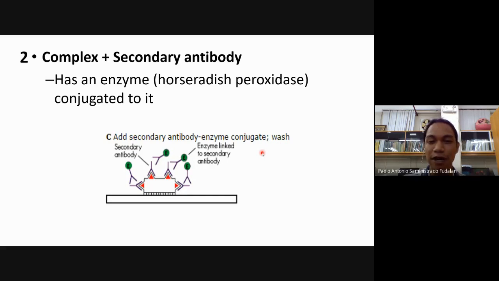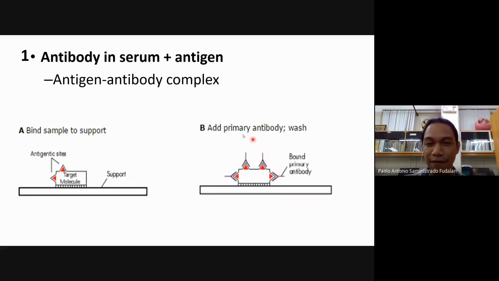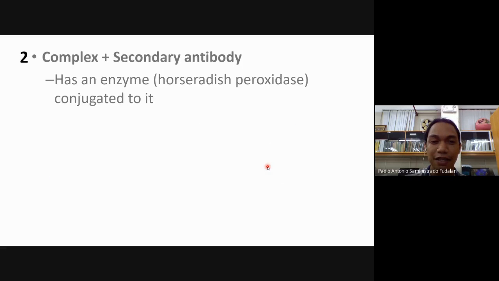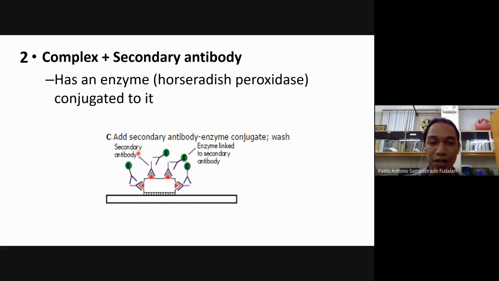Okay. Before I continue, I missed something here. In adding the primary antibody from the patient, after that, it should be washed also, so that the antibodies that did not stick to the antigen will be washed away. So only those that stuck will stay. And then same is true here. Wash, and then only those that are stuck will remain.